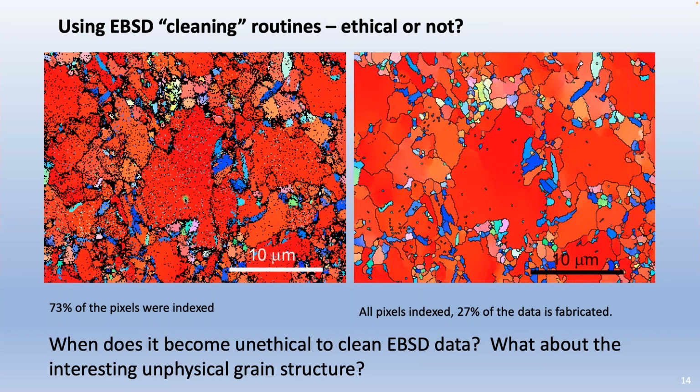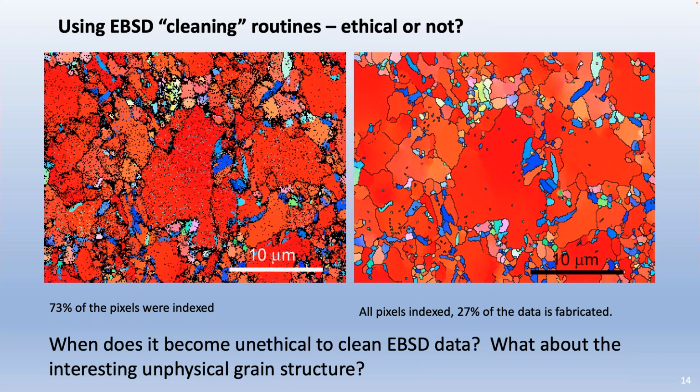We can clean that map up and make it look nice and pretty. So we've made up 27% of the data. Maybe some of that reasonably, but I'm not so sure. Because if we start now looking at the grain boundaries in this, we see grain boundaries that simply stop in the middle of the grain, and we know that's not physically possible.